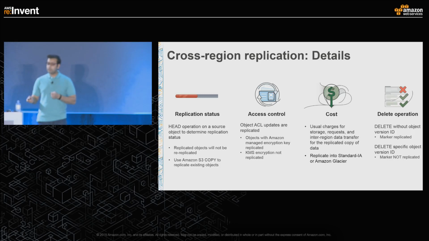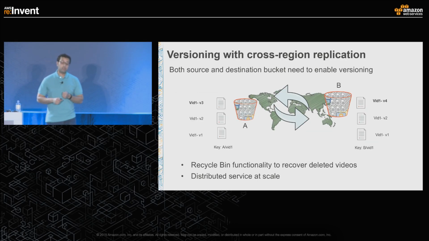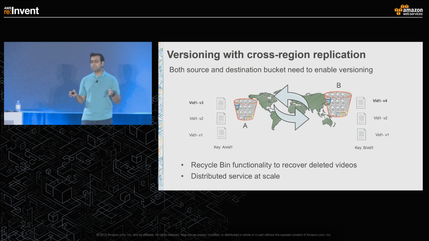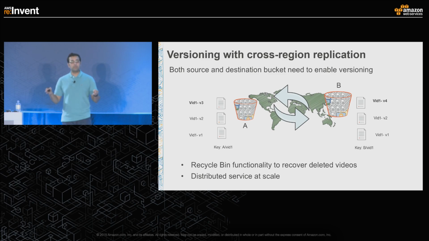So I mentioned we have this requirement to enable versioning when you're using cross-region replication. Let's look at an example of how this benefits us. And think about this in the context of a large distributed system like S3. So let's say I have two buckets, bucket A and bucket B, and I enable cross-region replication from bucket A to bucket B, because I want all of my data to be replicated there, but I also enable cross-region replication from B to A.